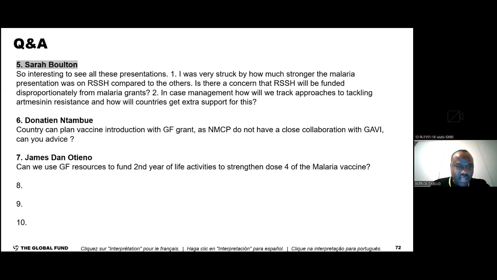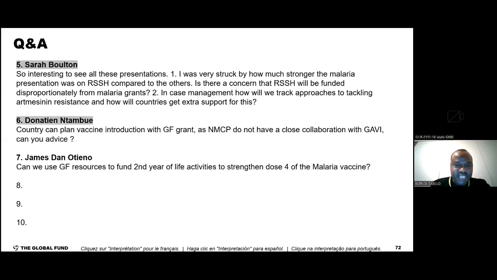Donna Ken, can a country plan vaccine introduction with a GF grant? As NMCPs do not have a close collaboration with Gavi, can you advise? We welcome the new development and the WHO policy on the RTS,S, but at the moment, we do feel that the partnership and the work Gavi has already done within the immunization space, they're taking the lead on this.